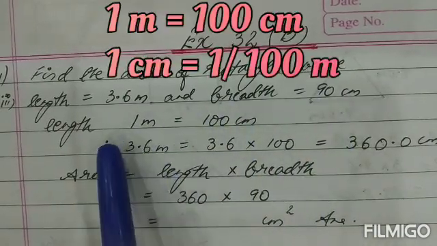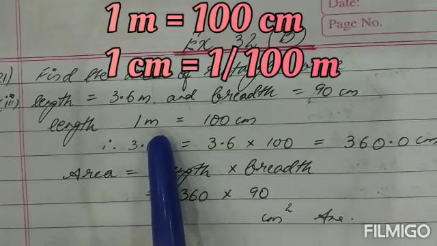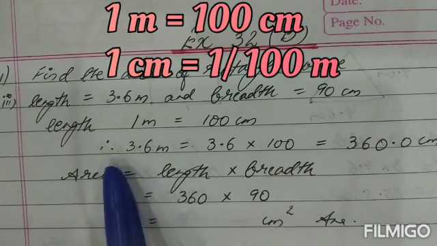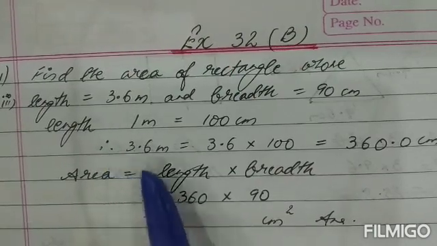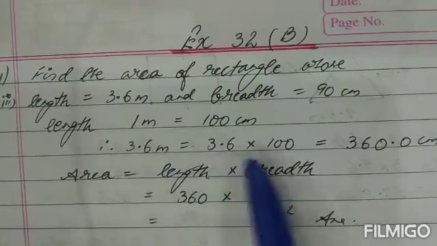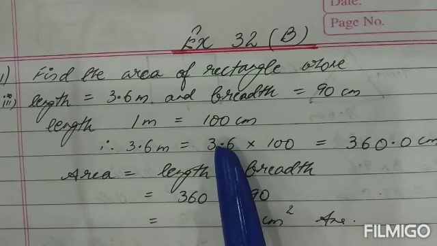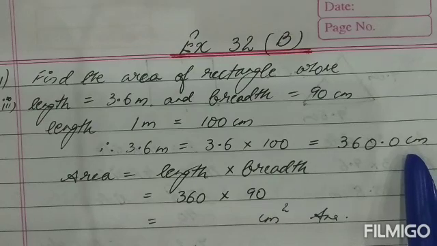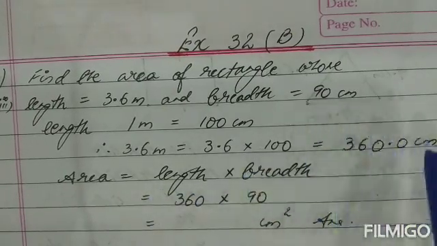Let's see. We know, for calculating length, children, 1 meter is equal to 100 centimeter. This is the relation between meter and centimeter. So therefore 3.6 meter means 3.6 into 100. That will be 3600, but because there is a decimal over here, we place a decimal, and it becomes 360 centimeters. Now my length and breadth are in the same unit, that is centimeter each.